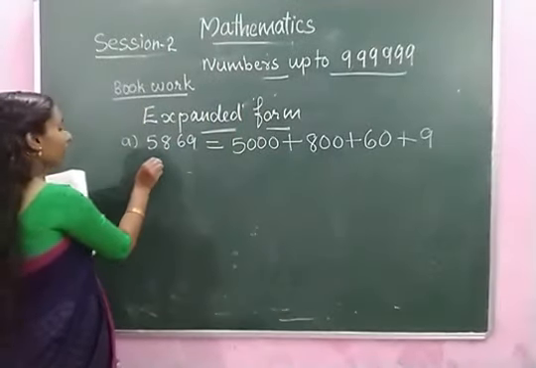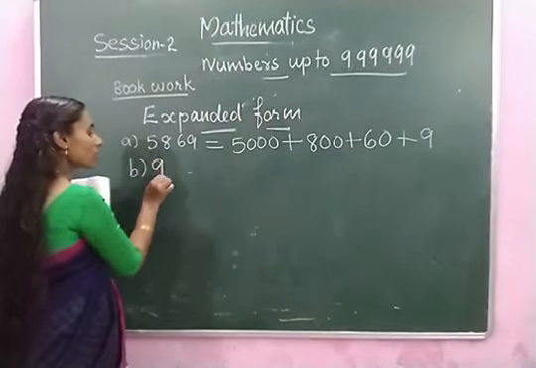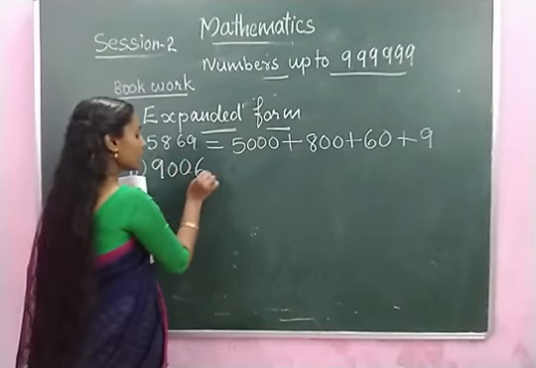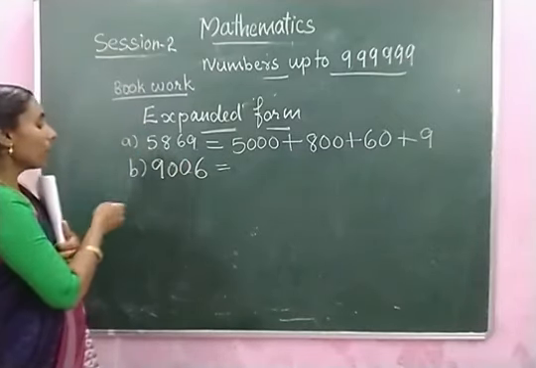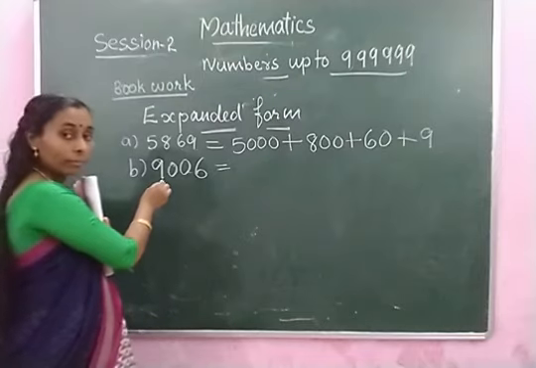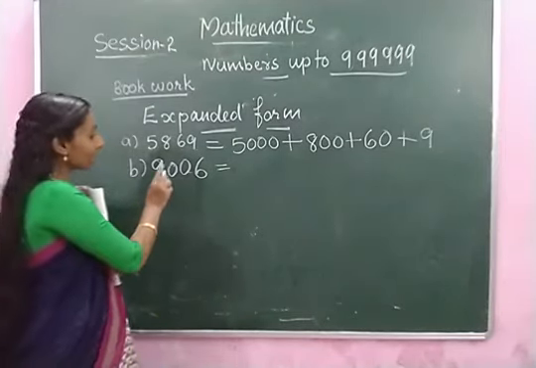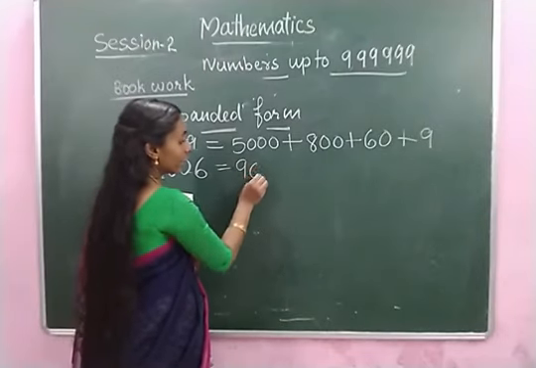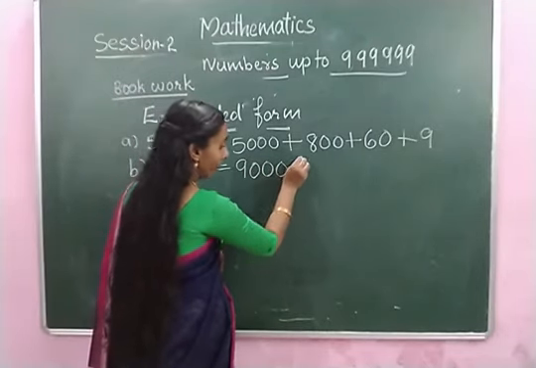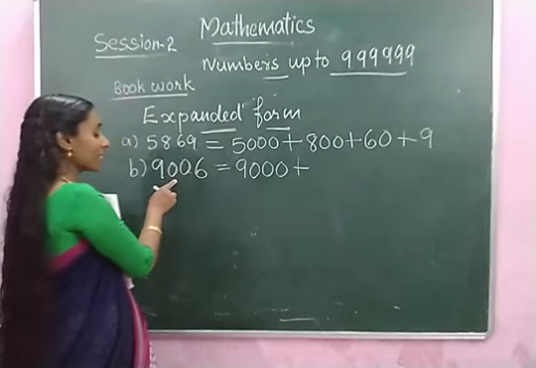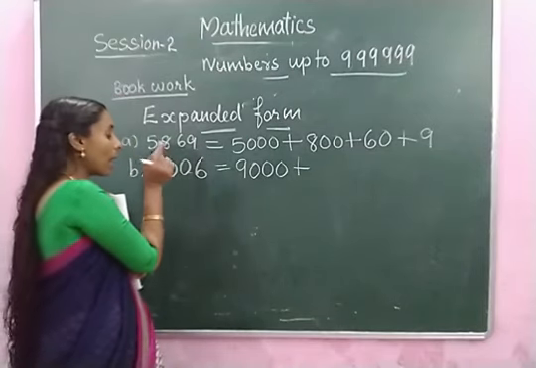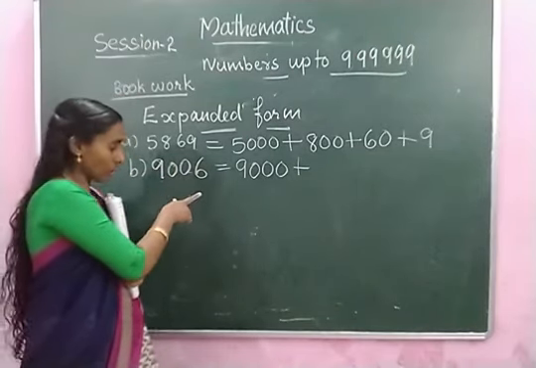Next one, 9,006. Here see, highest place is 9. Highest place is 1,000. How many thousands are there? 9,000. So we can write here 9,000 plus, hundreds place anything is there? 0 is there. And tens place also 0.